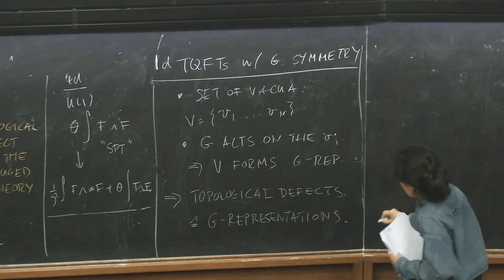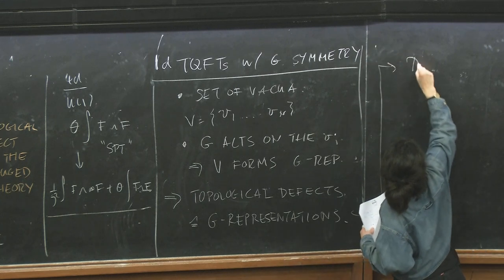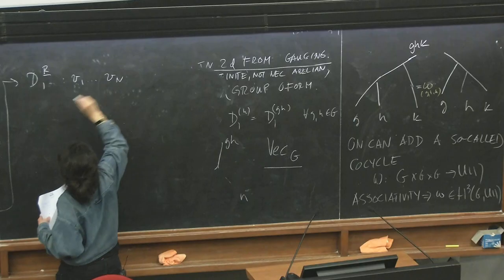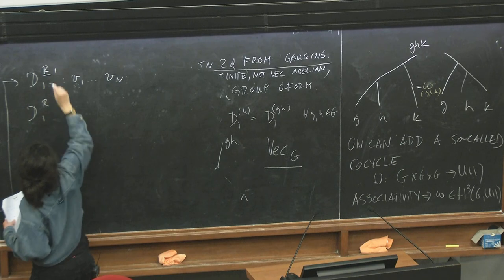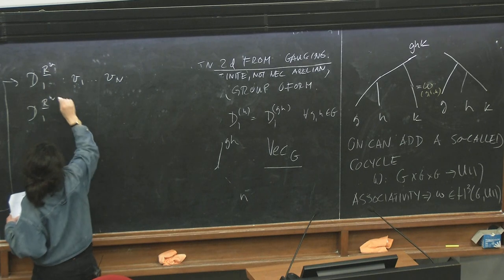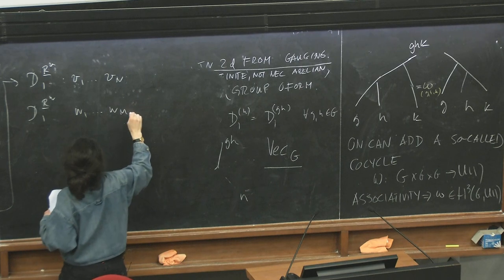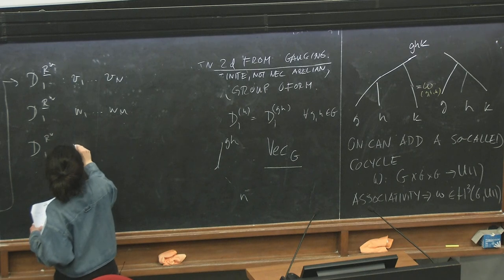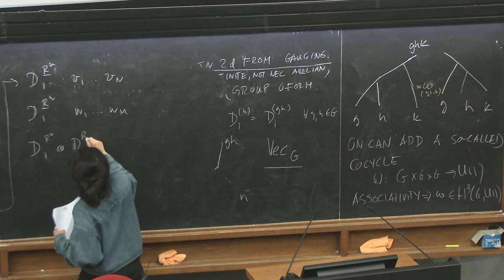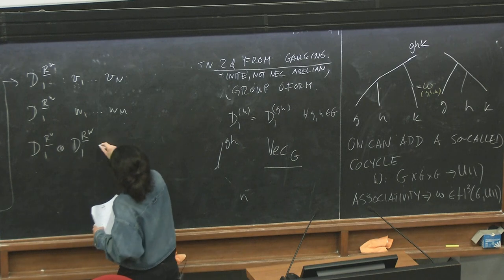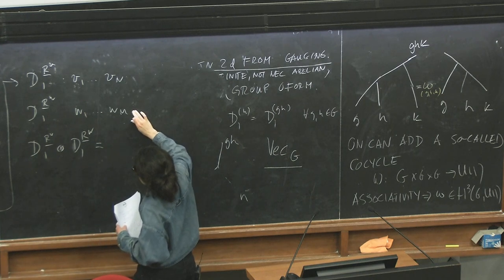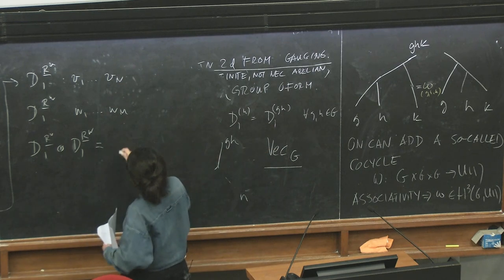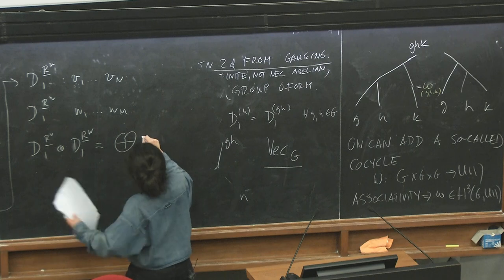So if I now label these things here, this is given in terms of vacuum 1 to vacuum n, D1R1, let's call these here V, W1 to Wm. Right, now the question is, what is D1R tensor D1RW? So I have to now take the tensor product of these things and decompose it again back into G, because G acts on this full collection of things. So this will exactly be what I wrote down over there.